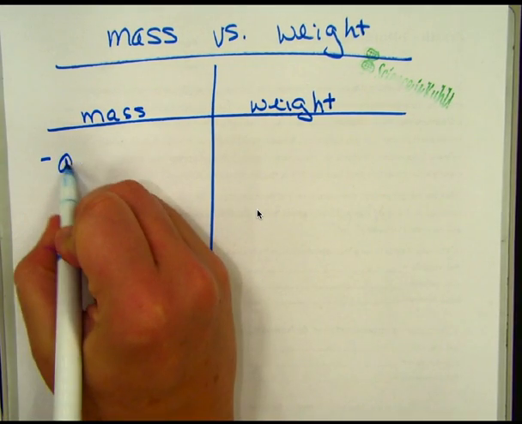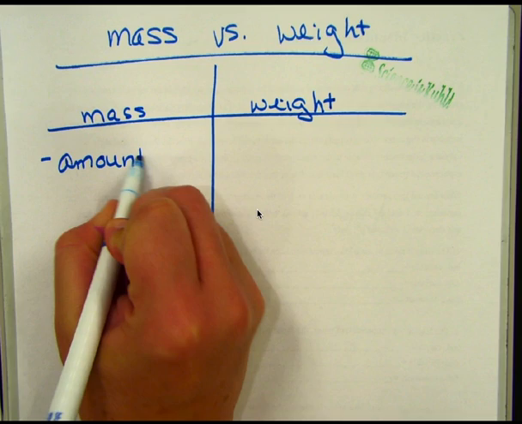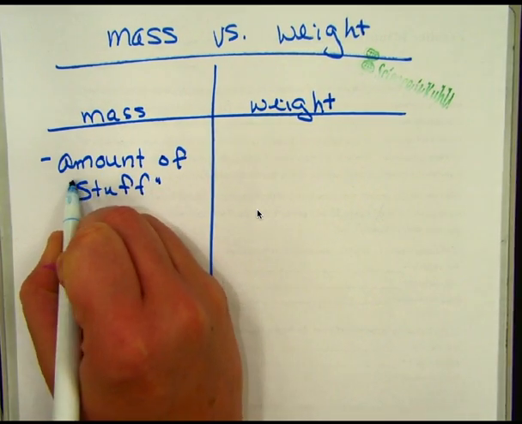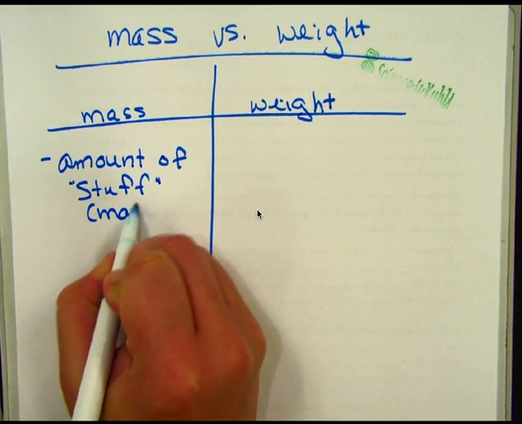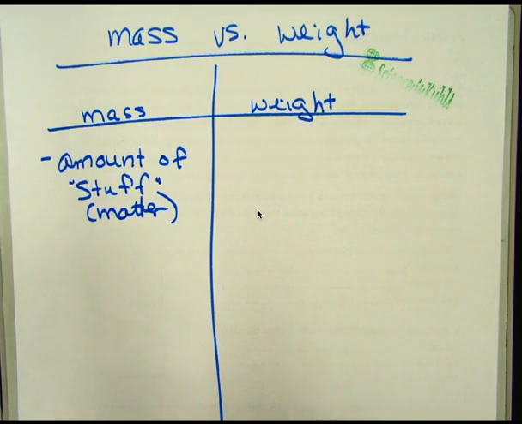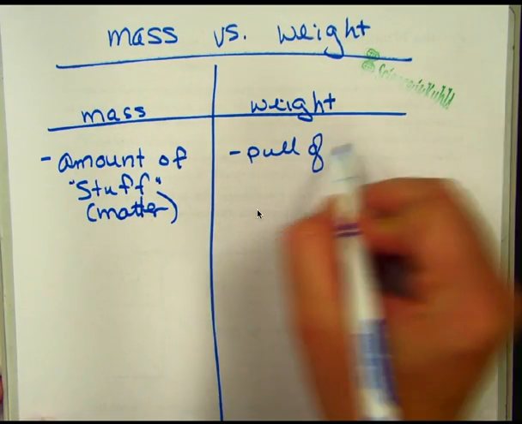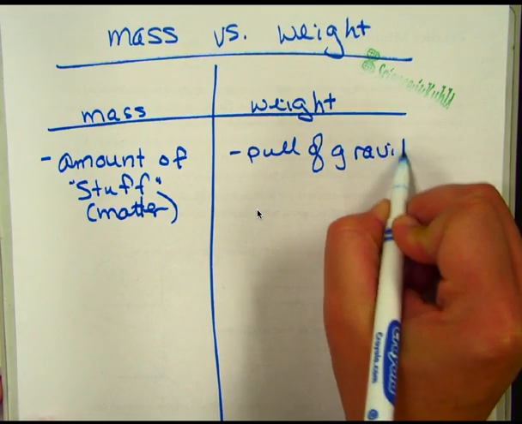But mass, going back to definitions, mass is the amount of stuff, which is a fancy word for matter, which is a measure of the atoms, the molecules, whatever, that makes it up. Weight, on the other hand, is the pull of gravity on a mass.